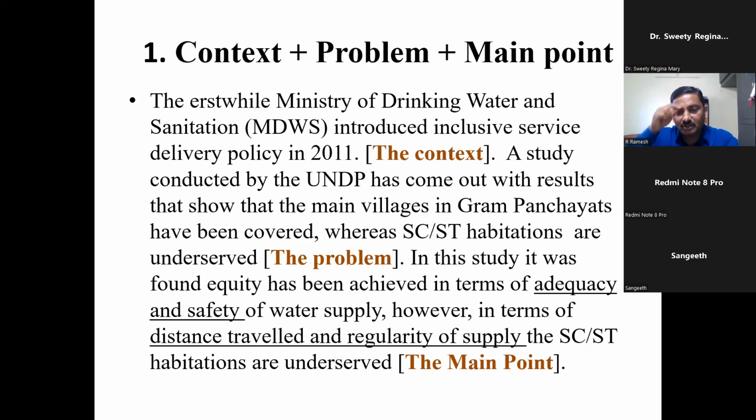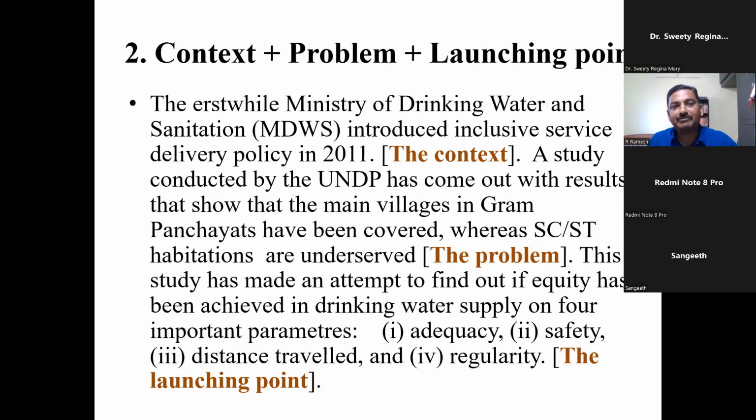And suppose you want to keep some suspense. You don't want to give the main point. You want to keep some suspense. My second one will work for you. Context, problem, and launching point. The same context you give, the same problem you give, and don't give the main point. Instead, you say, this study has made an attempt to find out if equity has been achieved in drinking water supply on 4 important parameters: adequacy, safety, distance traveled, and regularity. I have studied this, and these are the parameters on which I have studied.